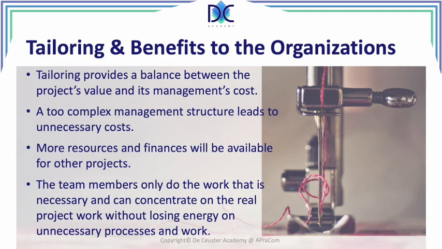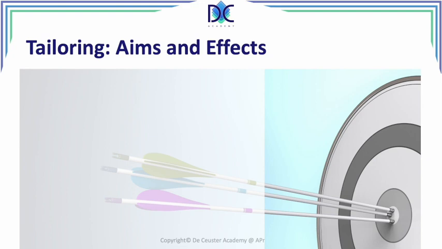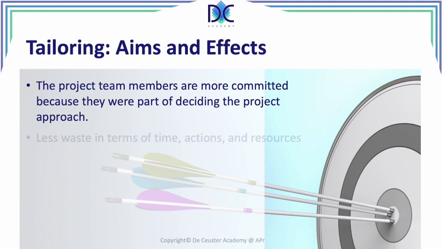Now, when we look at tailoring, what are the aims of tailoring and what are its effects? The effect of the tailoring is that the project team members are more committed because they were part of deciding the project approach. They are part of determining what we are going to do with the project, what the processes and the tools are that we are going to use. There is a reduction of waste in terms of time, actions, and resources.